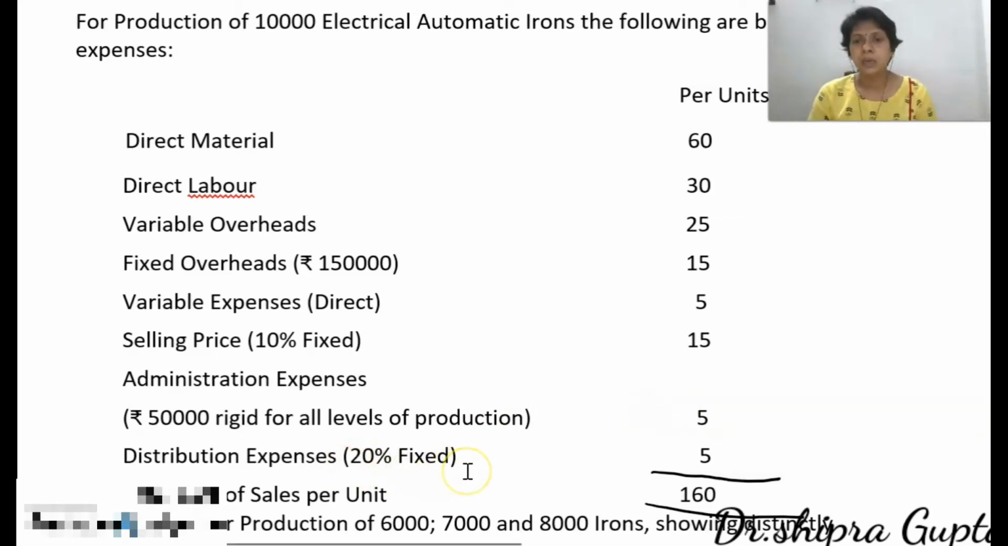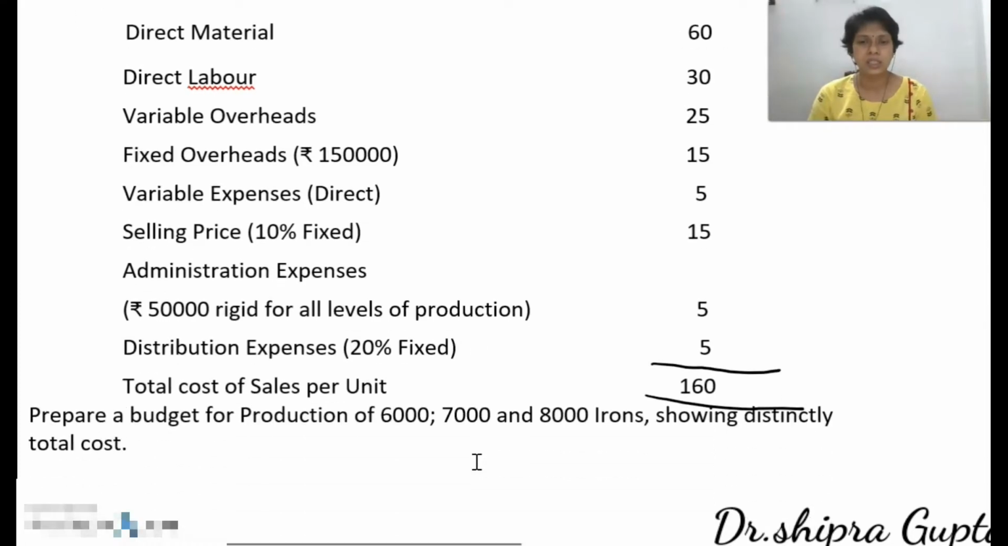Distribution expenses are 20% fixed of rupees 5. It means this is again semi-variable or semi-fixed in nature. Rupees 5, 20% fixed, means 5 into 20 upon 100. It means rupees 1 is fixed and 5 minus 1, which means 4 rupees, is variable cost. And total cost is given as 160.